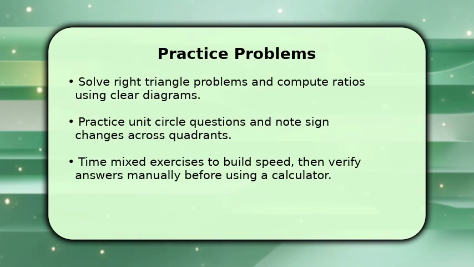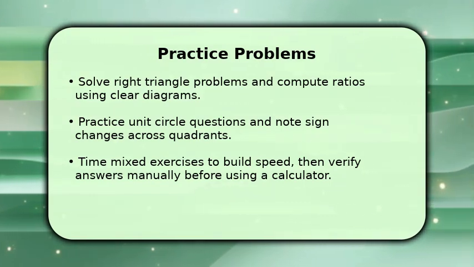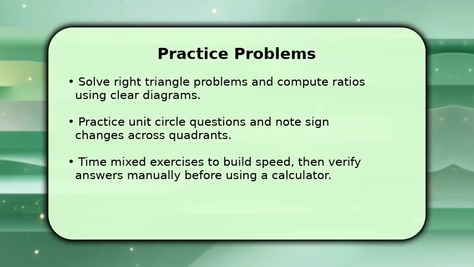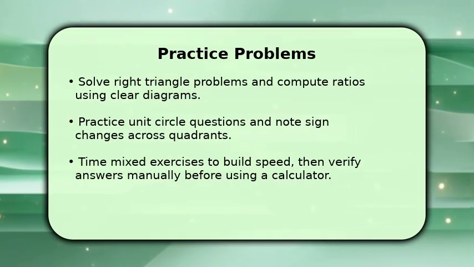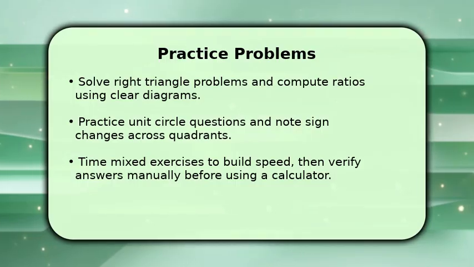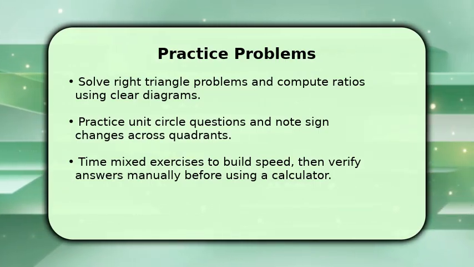Work through right triangle problems and compute ratios using clear diagrams to visualize relationships. Move to unit circle questions and practice reading values for each quadrant while noting sign changes. Time yourself on mixed exercises, combining identity verification and table recall to build speed and accuracy.